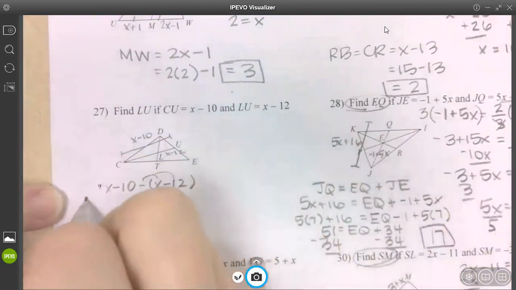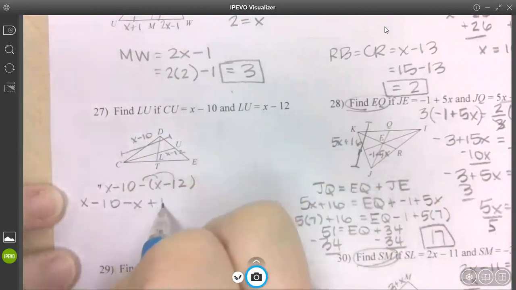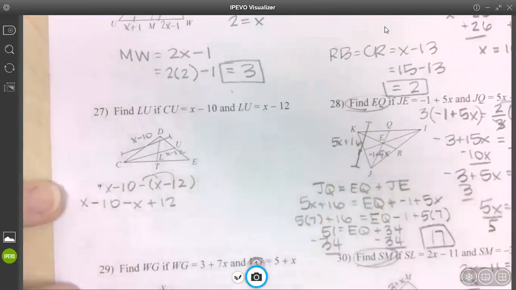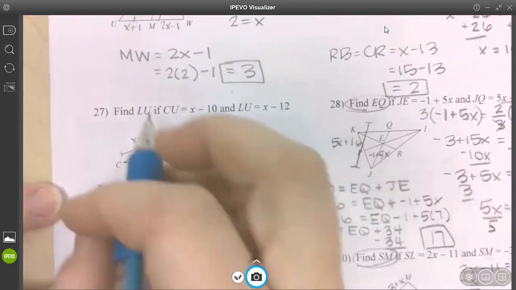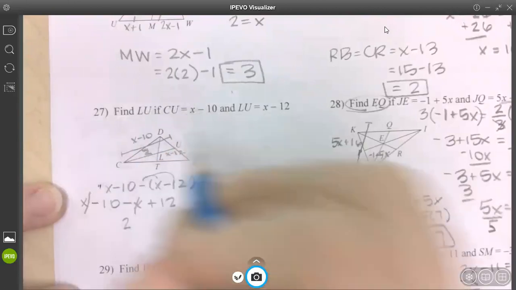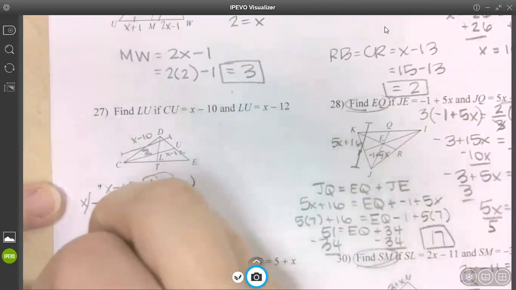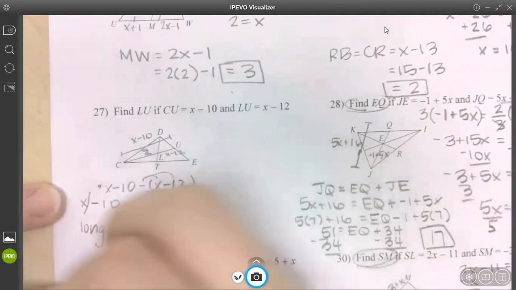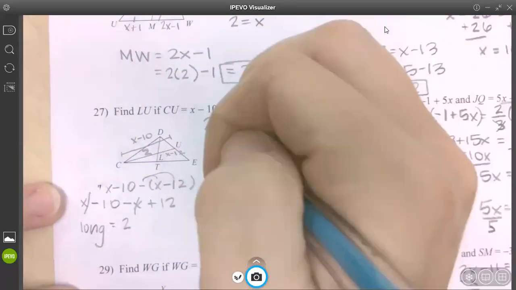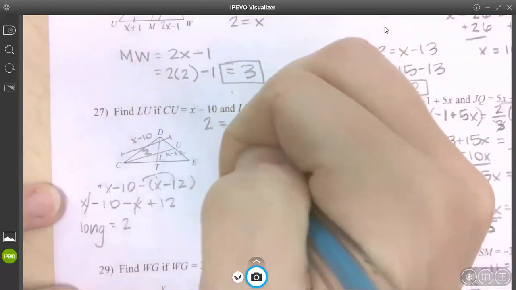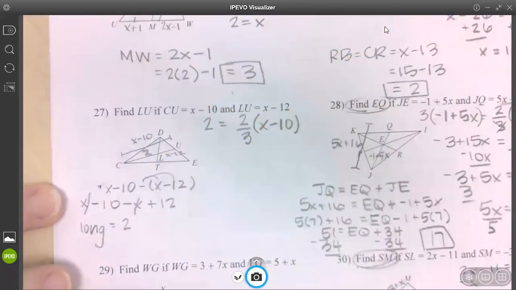Distribute that negative. So x minus 10 minus x plus 12. And this one's kind of cool because your x's cancel out. And then negative 10 plus 12 is 2. So your long part is actually a whole number 2. So again, this is your long part. So our formula says the long part equals 2/3 times the whole. The whole was x minus 10.